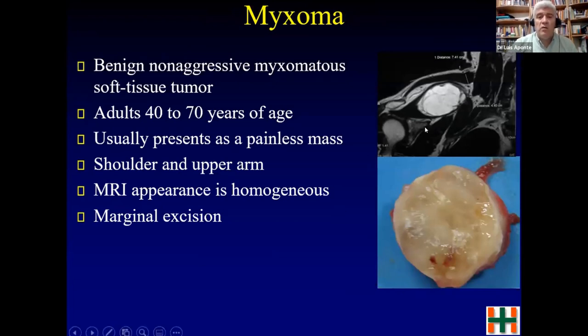Then you have the myxoma, a homogeneous tumor. It's a benign, non-aggressive myxomatous soft tissue tumor, usually in older patients, and it's a painless mass. It's seen in the shoulder and upper arm, but it's more common in the lower limb. The MRI appearance is very homogeneous, typical of a benign tumor. You just perform a marginal excision, but usually you perform a biopsy first.